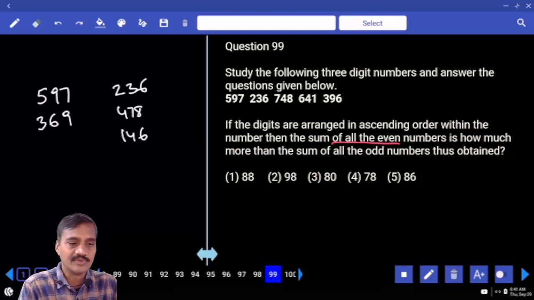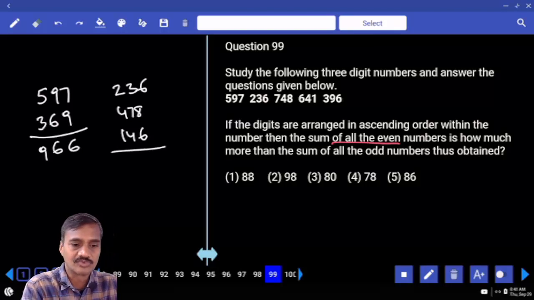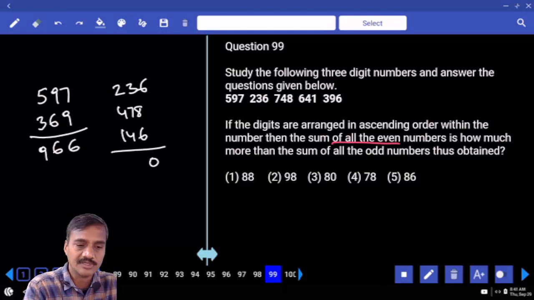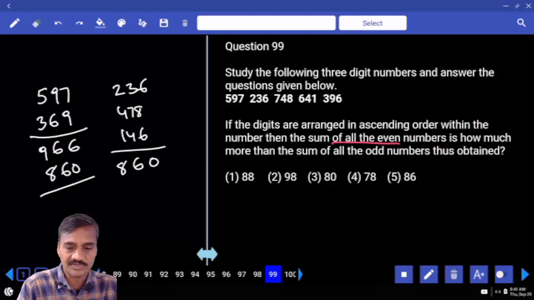And together, then what is the sum here? 9 plus 7, 16. 1 plus 9, 10 plus 6 is 16. And 6 plus 3, 9. 966. And what is this sum? Now 12 plus 8 is 20. And 2 plus 3, 5. 5 plus 7, 12 plus 4, 16, 6. 3. 3 plus 4, 7 plus 1 is 8. Now the difference between these two, 966 and 860. What is the difference here? Now the difference between these two is 106.